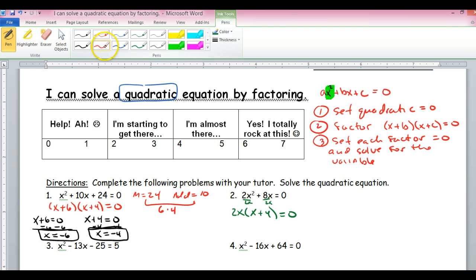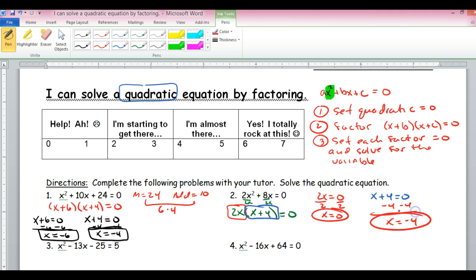No. So what we do is we take this factor, set it equal to 0, and I take this factor and set it equal to 0. And if I solve each of these equations for x, if I divide by 2, x equals 0. That's one answer. If I subtract 4, x equals negative 4. That's my other answer.